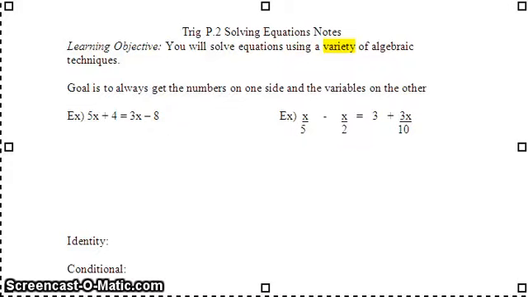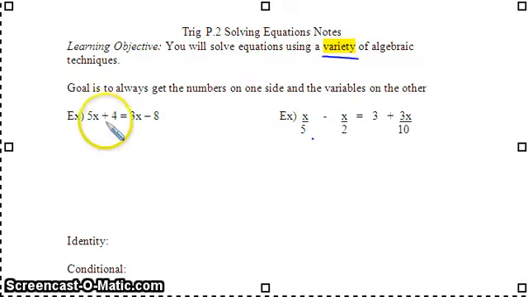This video covers Trig P.2, day 1. I'm going to divide the video up into 2 different days because the concept for this section is solving equations. And there are many different types of equations that we're going to be solving, and so that's why you can see that I wrote on here a variety of different equations.